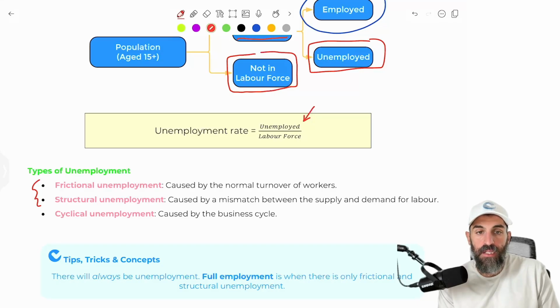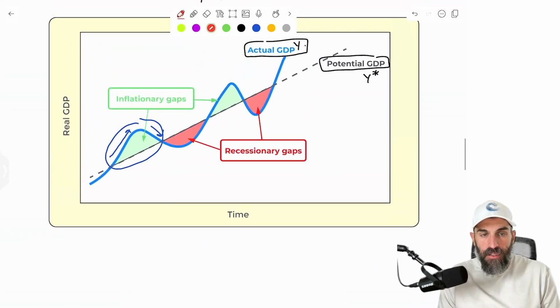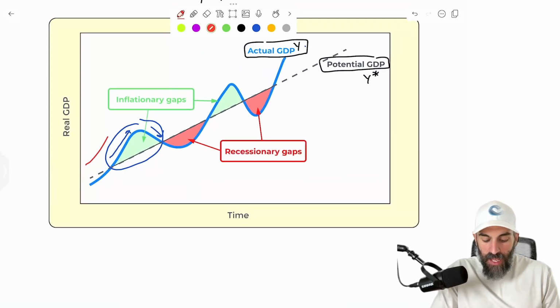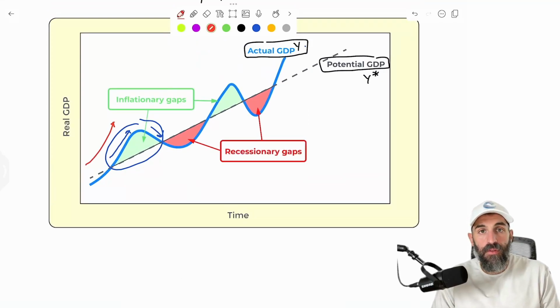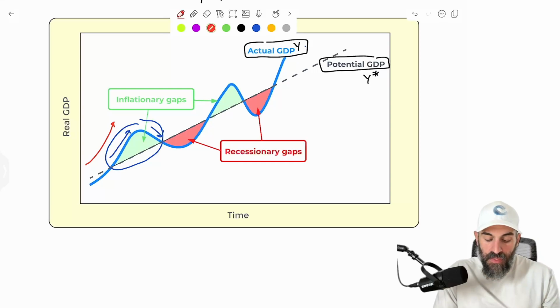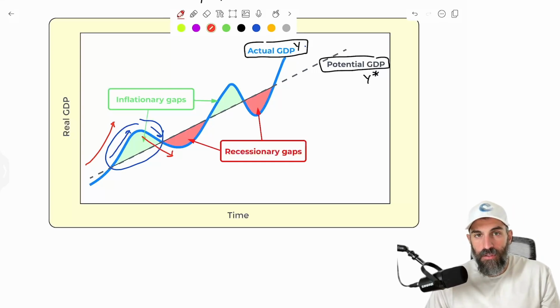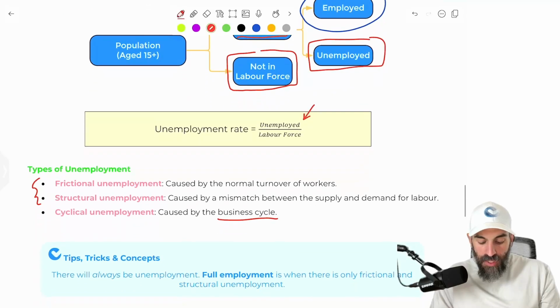Cyclical unemployment has to do with the business cycle. If I go back to the business cycle, when the economy is expanding, you tend to have less unemployment because companies need workers, so they're hiring a bunch of workers. Unemployment goes down. And during recessions, you tend to have more unemployment. Again, companies are not doing so well. They have to lay people off. They're not hiring as much and so on. That's what you call cyclical unemployment. This one can be zero.